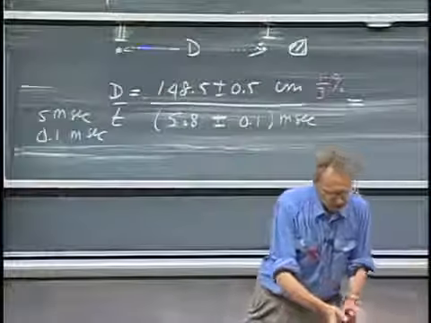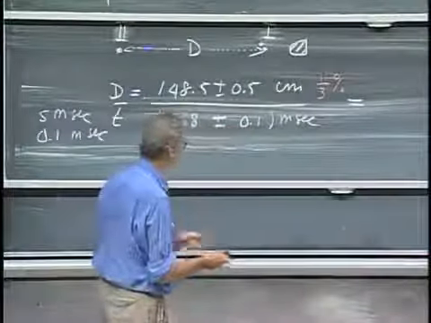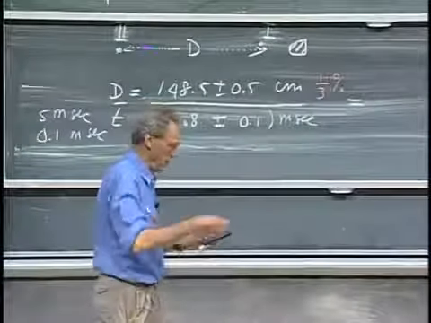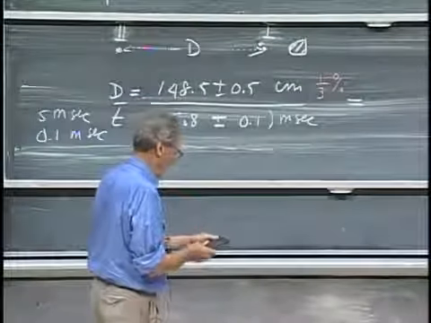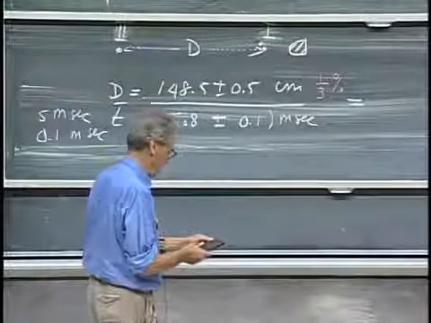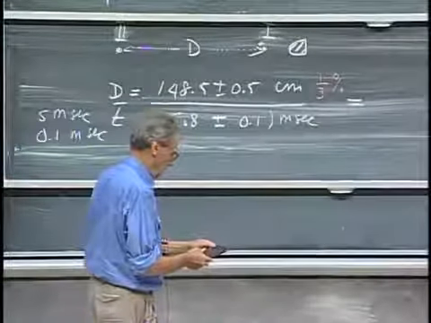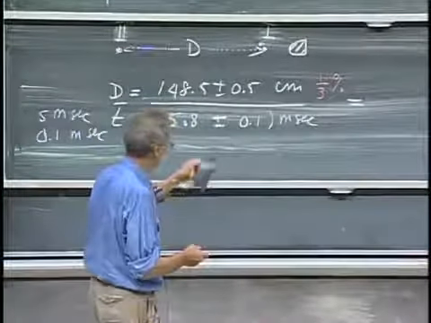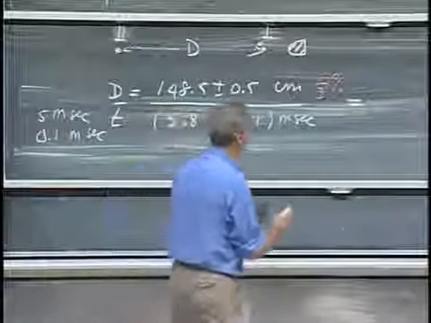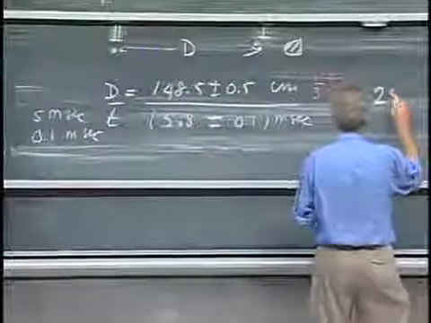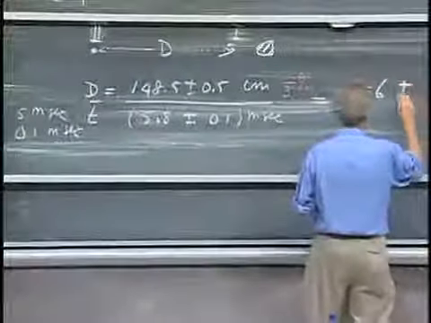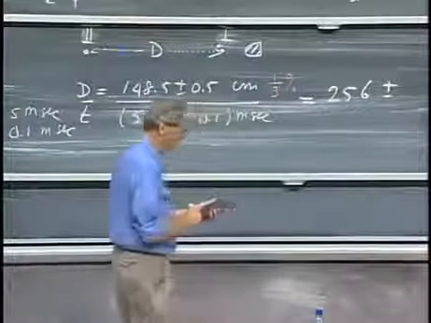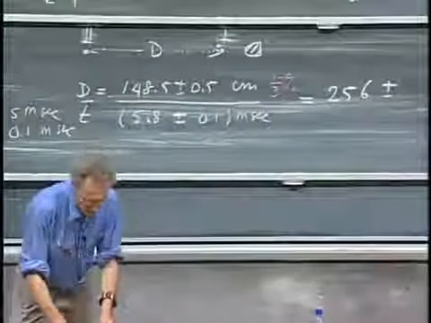So out comes the average, call it speed or call it velocity, it's the same thing in this case. 148.5, 5.8, and I have to convert it to meters per second. That brings it at 256 plus or minus. Now you come in here with your plus or minuses.